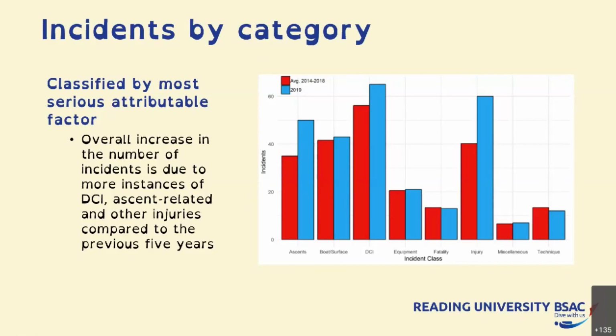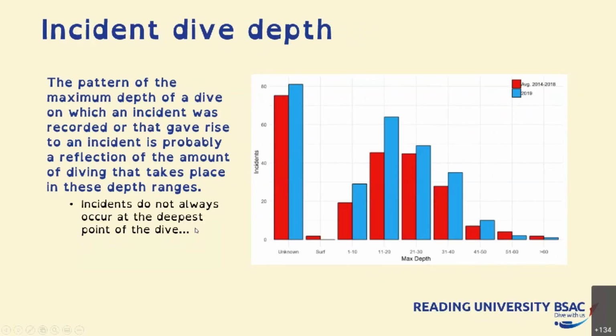And we can see that the overall increase in the number of incidents is due to more instances of DCI. So overall, we've had a bit of an uptick in DCI and injury. The red bars show what our average was from 2014 through 2018, and the blue bars show that there is a bit of an increase. So what else can we look at in the report?